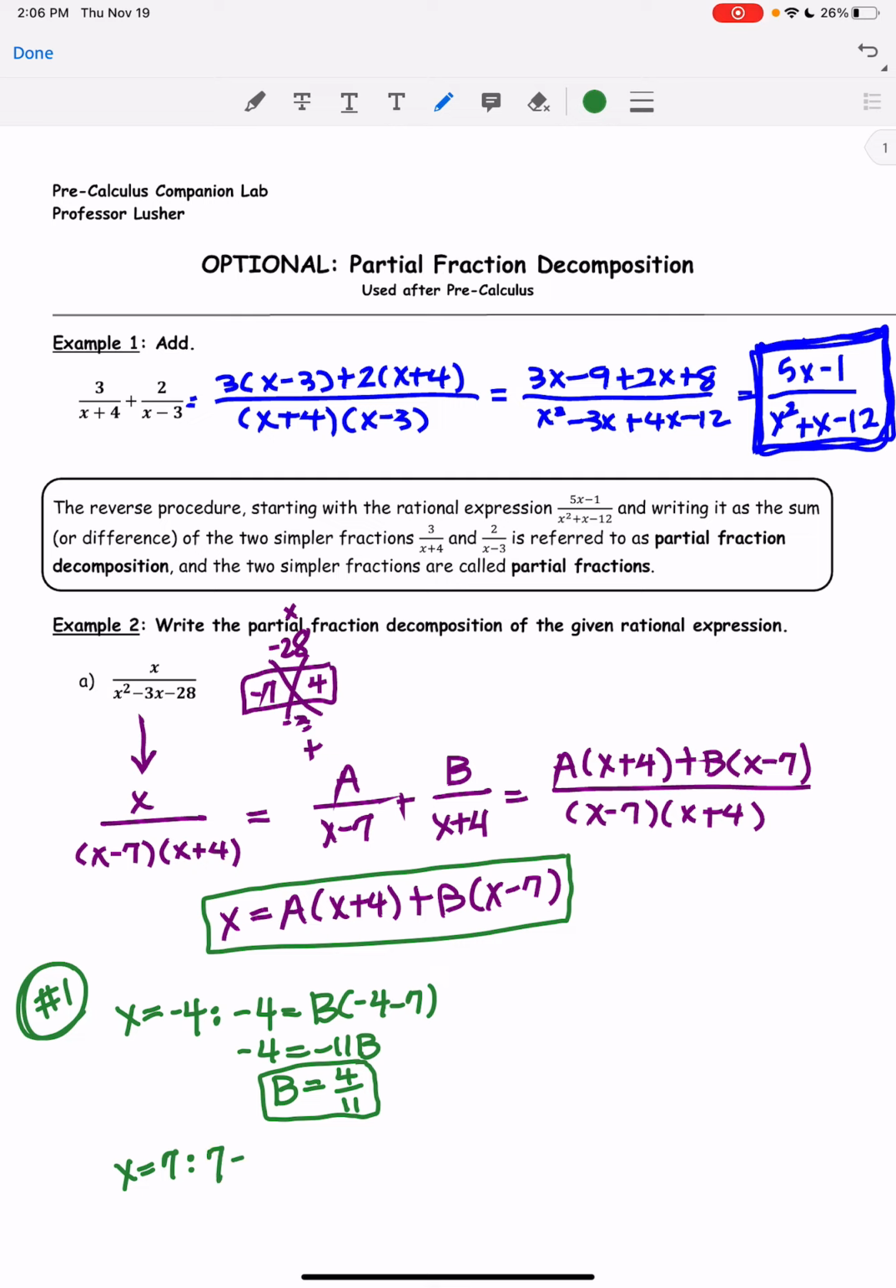So I've got 7 equals a times 7 plus 4. And then when you do 7 minus 7, you get 0, and 0 times b is 0, so that cancels out. So that's my whole equation. So I've got 7 equals 11a, divide by 11, and a equals 7/11.